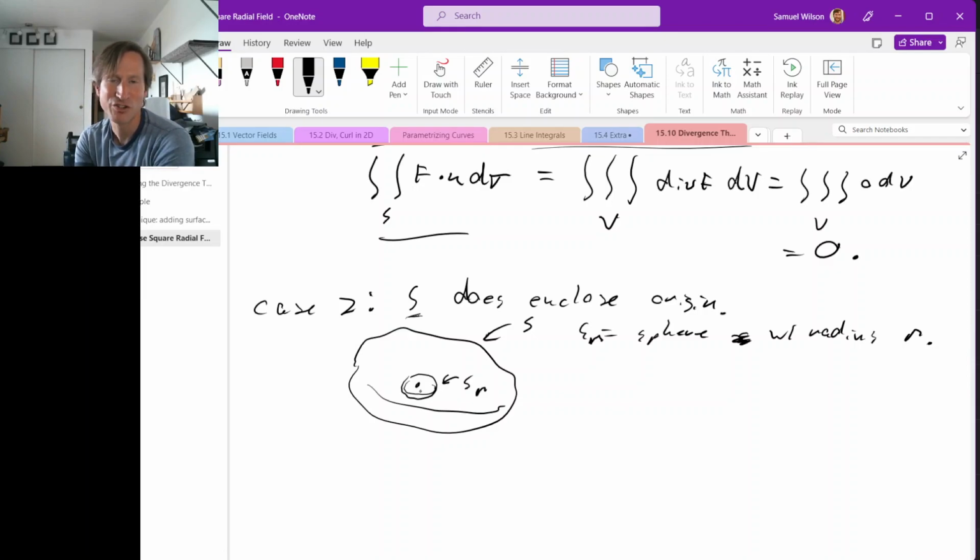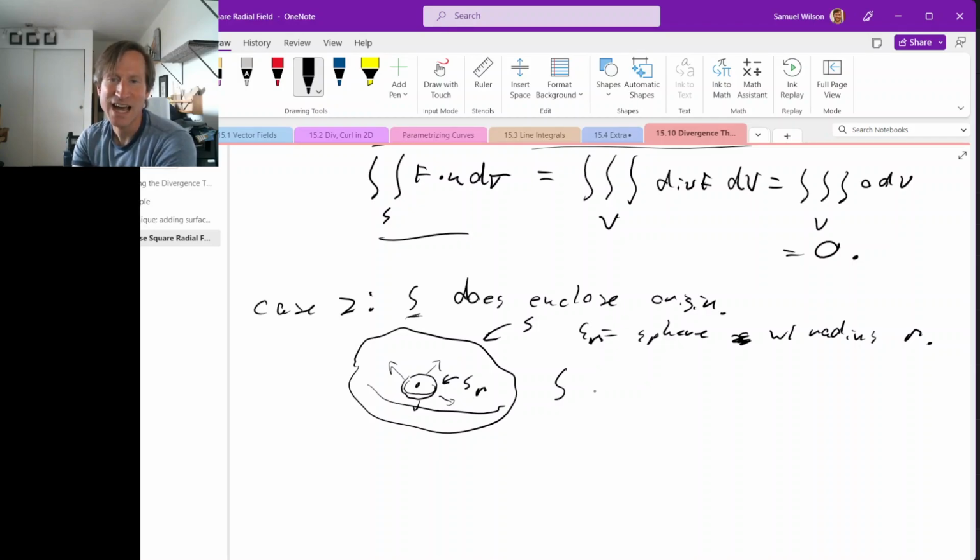So what was the point of introducing this sphere? The point is that S together with this sphere... Normally we would orient a sphere outwards, right? But the whole point of this inner sphere is to cut out the origin. The origin is the part preventing us from using the divergence theorem. And so we've surrounded this problematic point with this sphere, S sub r.